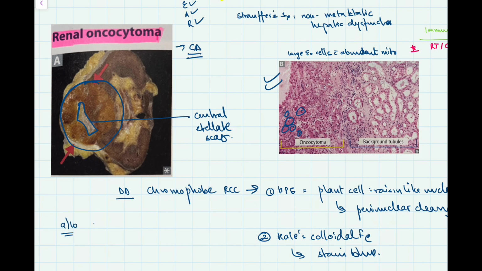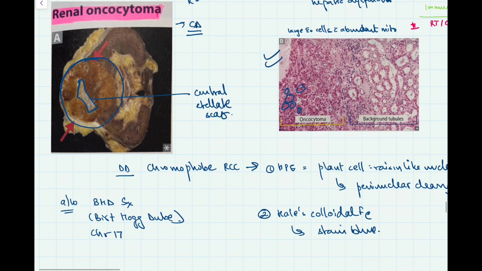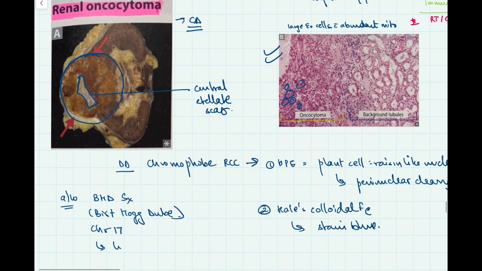Then renal oncocytoma is associated with Birt-Hogg-Dubé syndrome. Right? It is on chromosome 17 and it is usually associated with lung cysts and renal oncocytoma. It is also associated with Cowden syndrome and tuberous sclerosis.